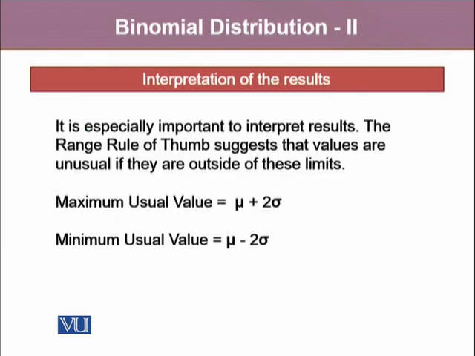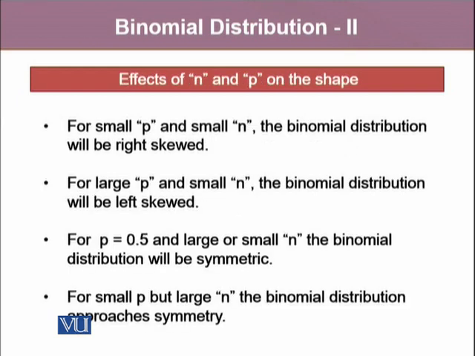The range rule of thumb suggests that values are unusual if they are outside of certain limits. The maximum usual value will be mu plus 2 sigma, where mu represents the mean of the distribution and sigma represents the standard deviation of the distribution. Similarly, the minimum usual value will be mu minus 2 sigma. If any value goes beyond these two limits, we will consider those values as unusual values.